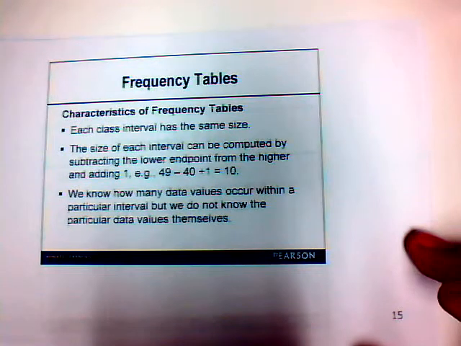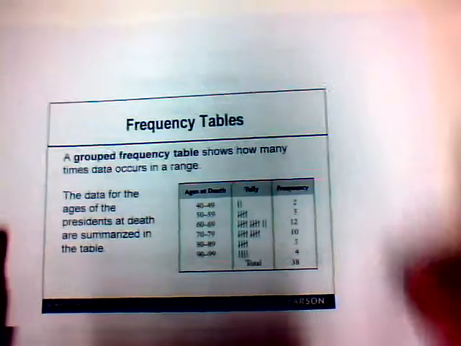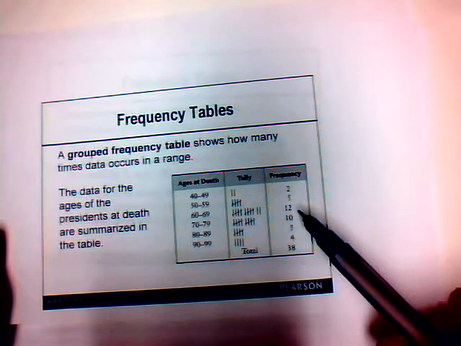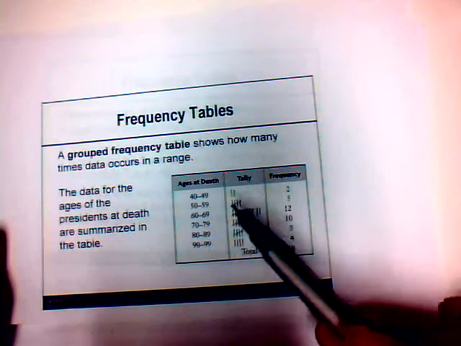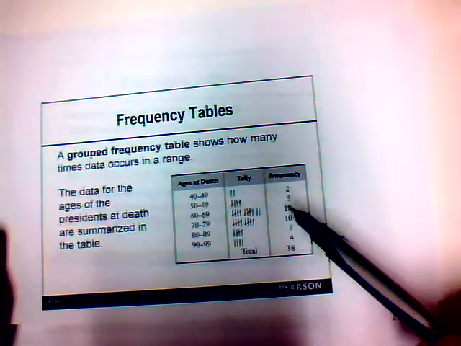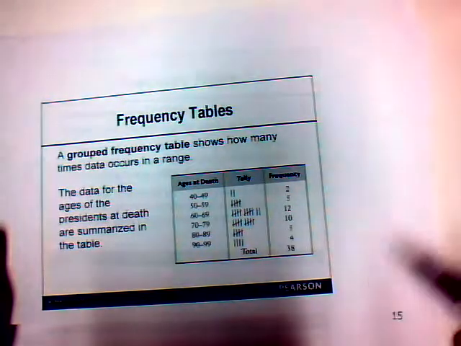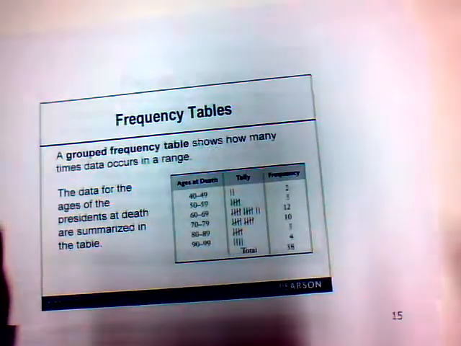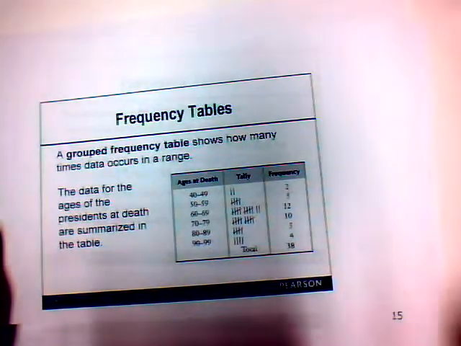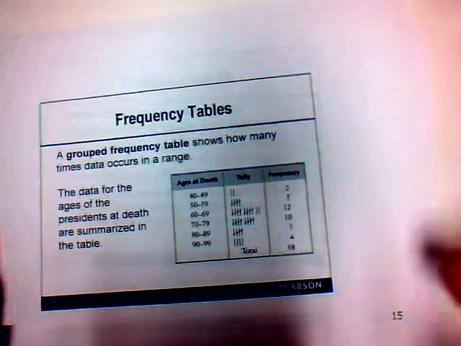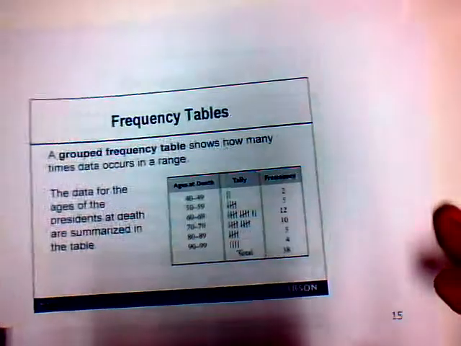Okay, so in this case here, with that frequency table, we know that there are 12 presidents that died between 60 and 69. There were 12 presidents who died, but we don't know actually who those 12 presidents were and what age between 60 and 69 they died.